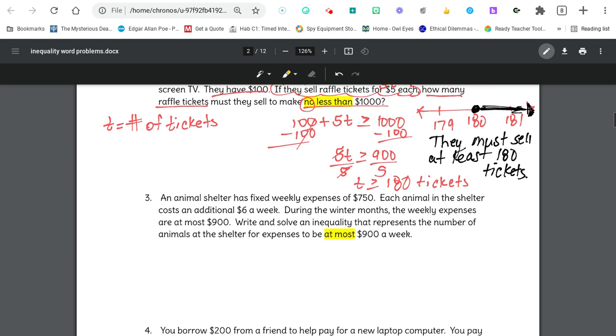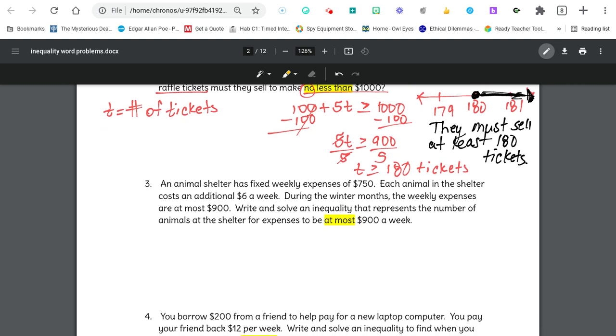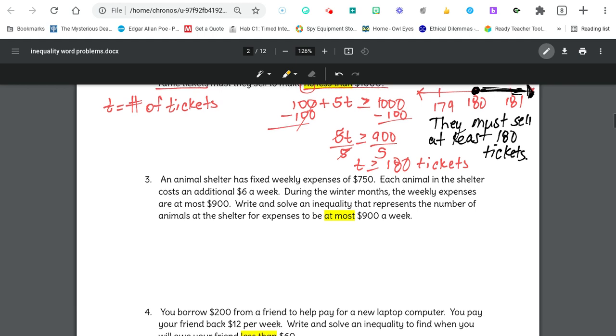Okay, let's take a look at 3. An animal shelter has fixed weekly expenses of $750. Expenses are things you got to pay out, guys. So every week they know they're going to have to pay out $750. Each animal in the shelter costs an additional $6 a week. So they also have to pay $6 a week just for each animal being in the shelter.